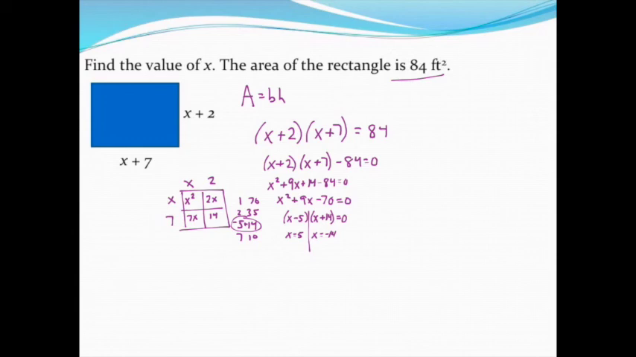But don't forget what x represents in this problem. x represents the side of a rectangle. So having a negative side length doesn't make any sense. So I have to get rid of that negative 14. The only solution that makes sense in this case is x equals positive 5.